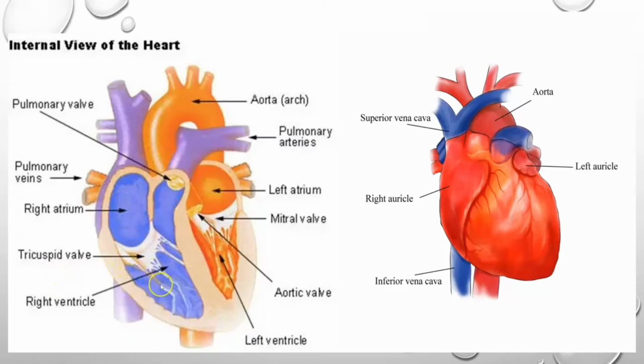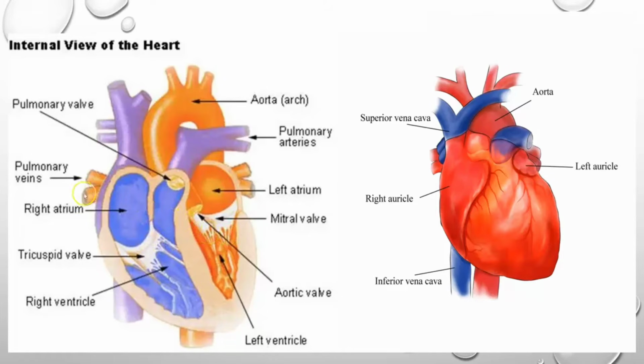And this blue color indicates the deoxygenated blood which is entering the heart. And the left hand side indicates the oxygenated blood inside the heart. So the two bloods should not mix. The deoxygenated blood should not mix with the oxygenated blood. So only it is separated by a wall called the septum. See here, this is the septum. It separates the two sides of the heart.